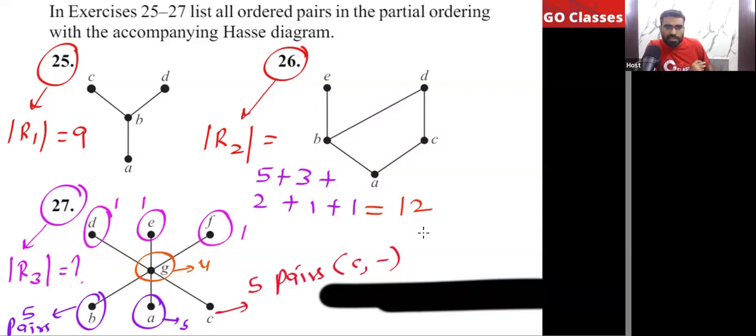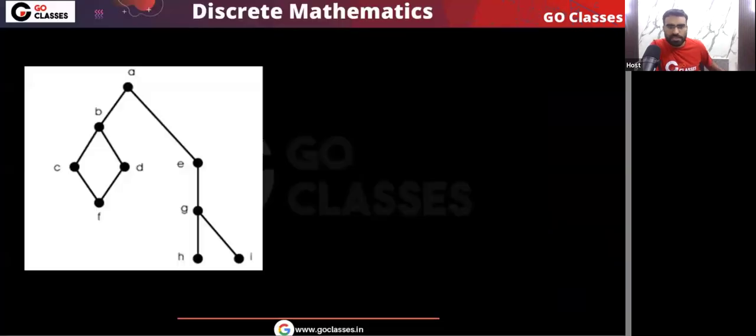So your final answer is what? So I can say that the R3 relation cardinality is 5, 5, 5, that is 15, and 5, that is ultimately 22. Okay, your answer is going to be 22. Is this clear? So this type of questions you can easily handle, right?